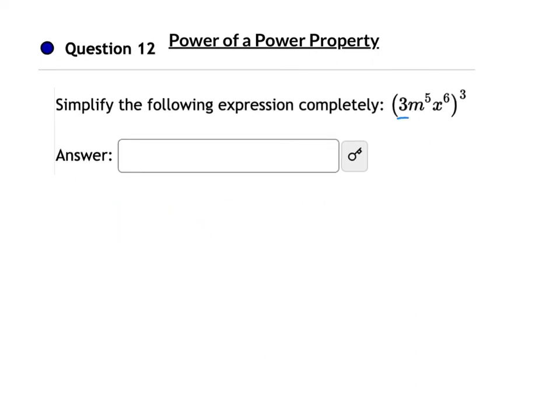In question 12, we're going to take 3 and cube it. 3 cubed is 9 times 3, it's 27. And since you have an exponent on an exponent, we multiply. 5 times 3 is 15, so this is m to the 15th. And x becomes 6 times 3 is 18.